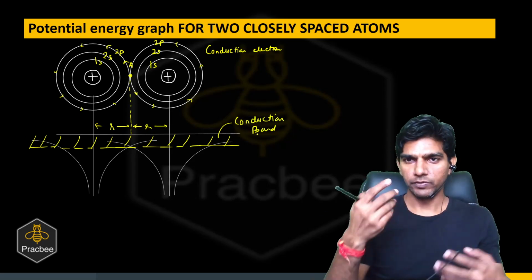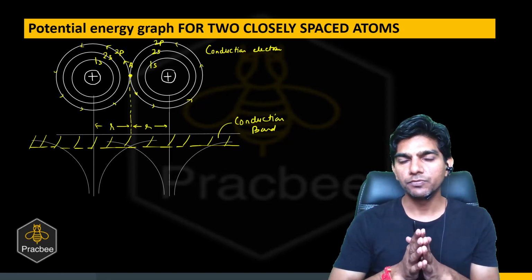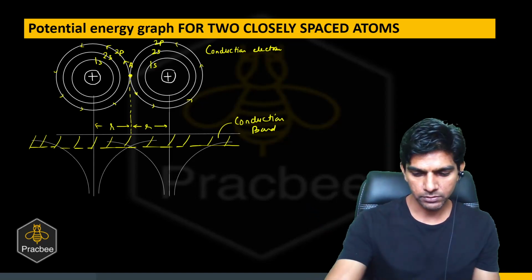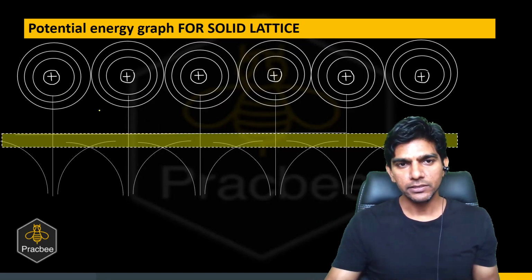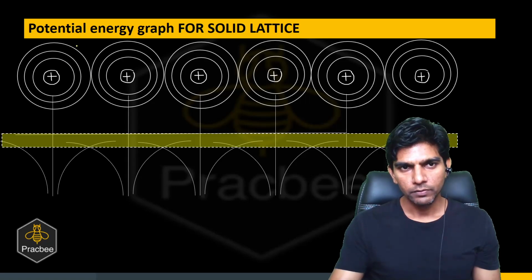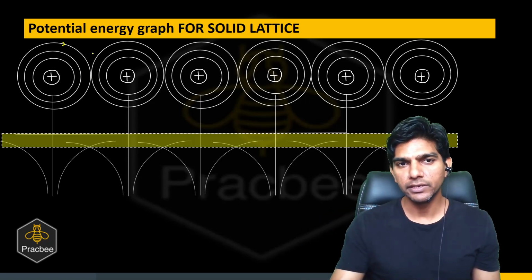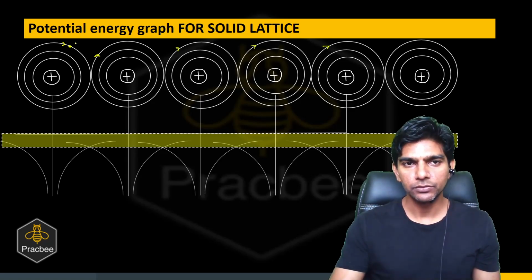Okay, so again, it is a simple case, but what happens if we have a lattice which has trillions of atoms? So let us see. In a lattice, again, the electron which has sufficient energy can move from one atom to another atom and take part in the conduction process. So I'm taking an electron which can move from one atom to another and can move throughout the lattice.